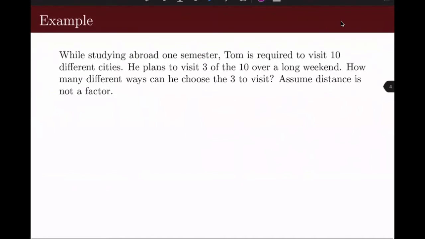All right, so how do we know that this is a combinations problem? Well, he's not going to visit the same city 3 times, right? He's going to visit 3 different cities over the weekend. And we weren't told that the order matters, so we assume that it doesn't. So he doesn't care the order in which he visits the cities because distance is not a factor, the order doesn't matter. So this is a combinations problem because there's no repetition and we do not care about order.